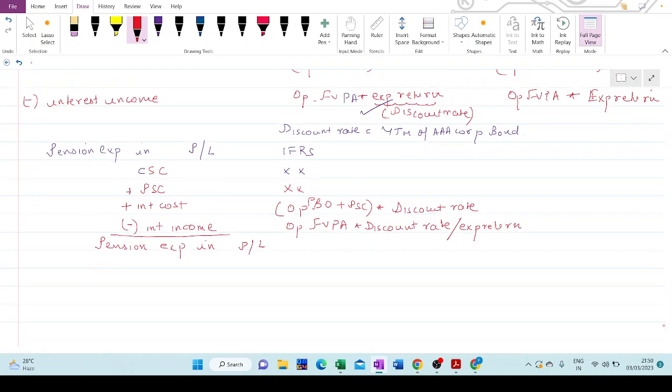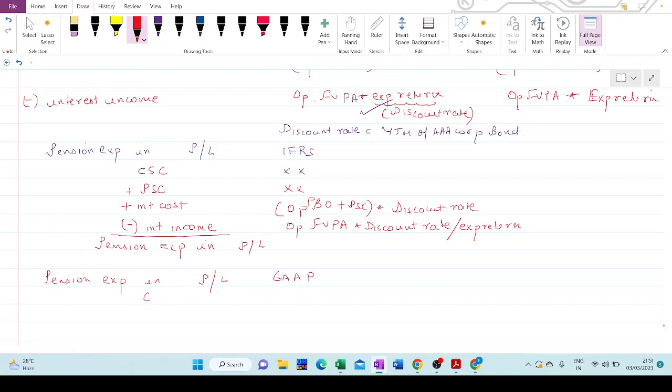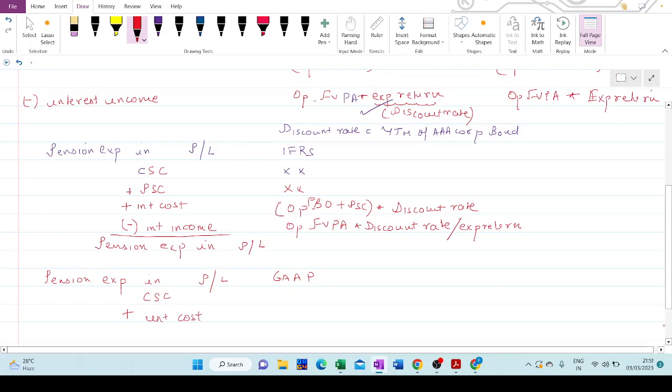And pension expense in P&L under GAAP is current service costs. Past service costs are not reported in the P&L under GAAP. They are initially taken to the OCI. So we won't have past service costs in our P&L under GAAP. To the current service cost, we add the interest cost, and interest cost is calculated in the same fashion as we do in IFRS.